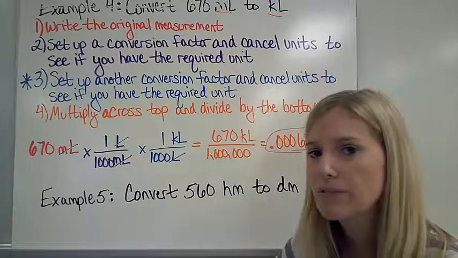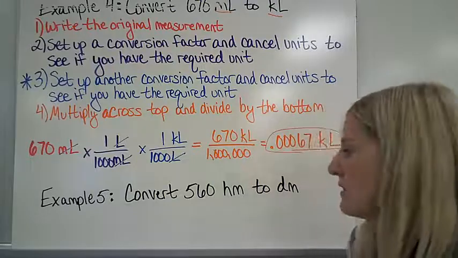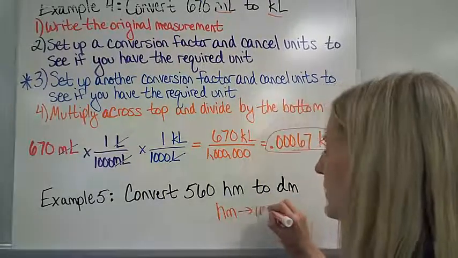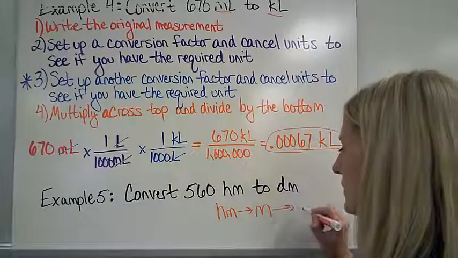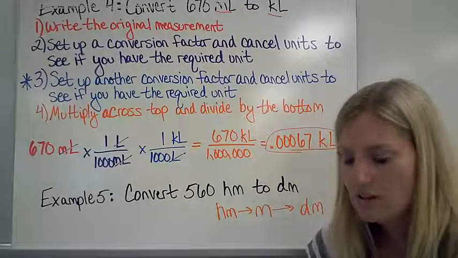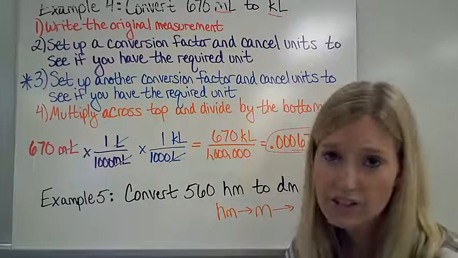Here's a similar example where I'm going from a prefix to a prefix. If you're going from a prefix to a prefix, you will need two conversion factors. So in this case, I would go from hectometers to meters, and then meters to decimeters. 2 steps, 2 conversion factors. Try it on your own, and then check your answer.